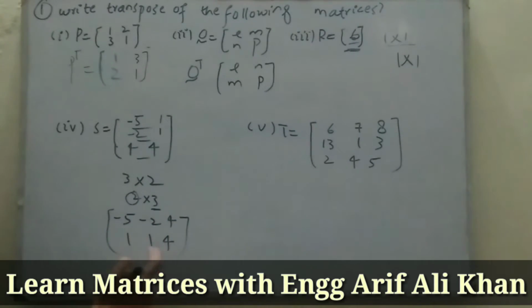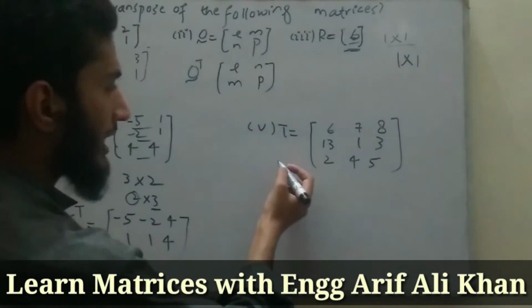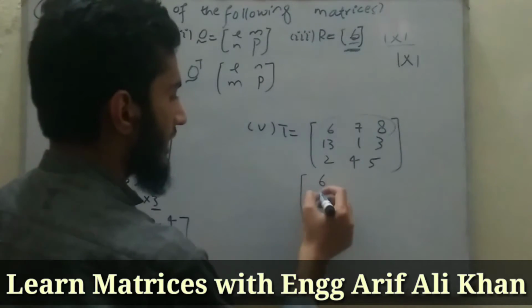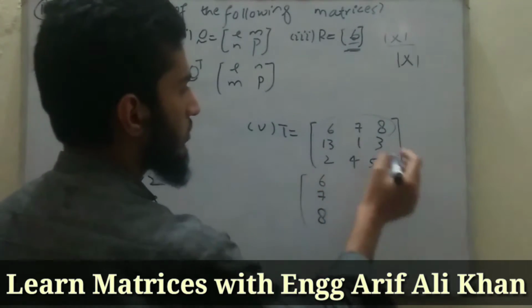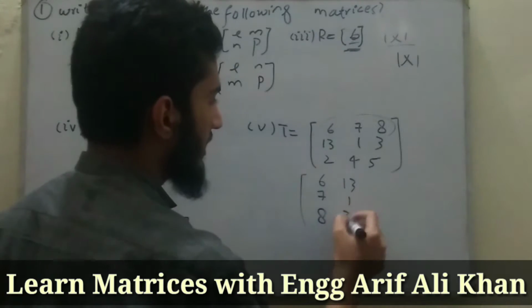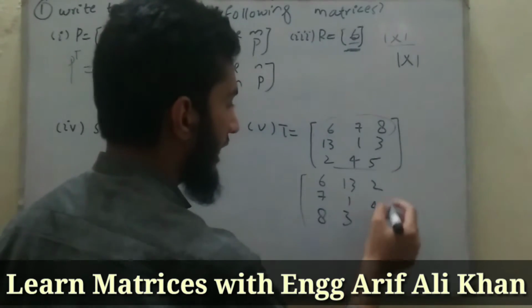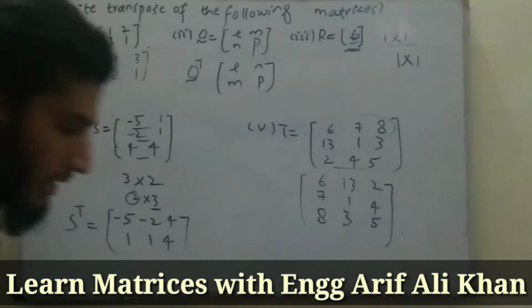Here there are 2 rows and 3 columns. So it becomes S power capital T is equal to, here this column is changed into a row and this column is changed into a row. Now move to part 5. Here 6, 7 and 8 will convert into a column, so it becomes 6, 7 and 8. And 13, 1 and 3 will convert into a column, 13, 1, 3, and 2, 4, 5 is in a row, so it will convert into a column, it becomes 2, 4 and 5. So this is our question number 1.